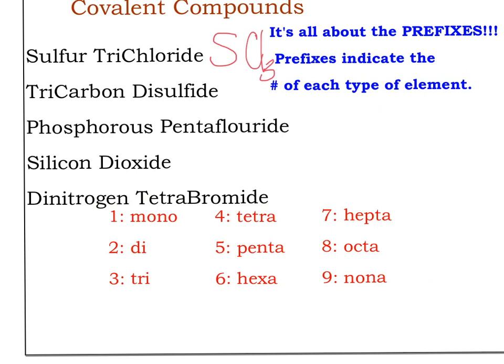Now, notice I didn't look at the periodic table for charge. I didn't think about charge. I didn't crisscross charge. Nothing to do with charges. It's only about the prefixes. The prefixes tell me the name. And that's because I can have sulfur trichloride. I can have disulfur pentachloride. I can have lots of different compounds out there. So I need to make sure that I look at the prefixes to indicate how many I'm going to have of each atom.